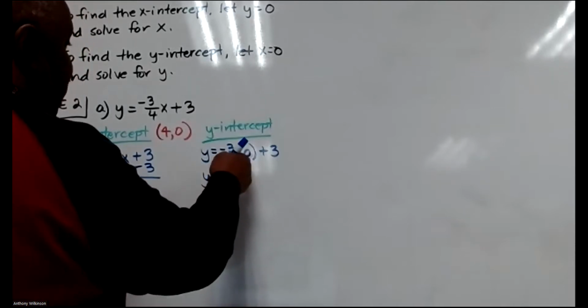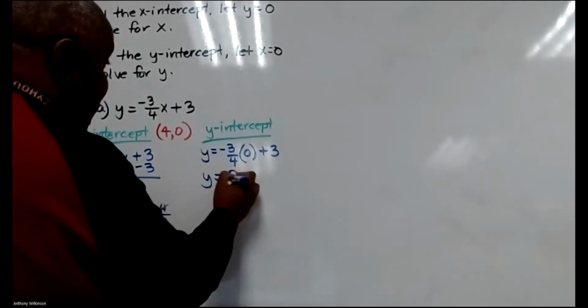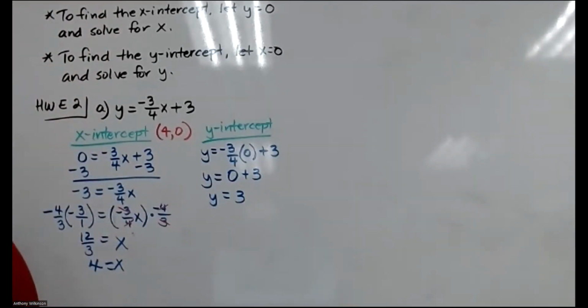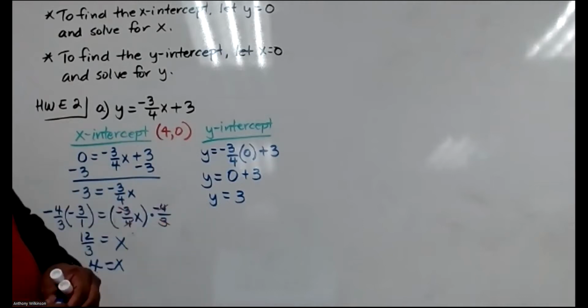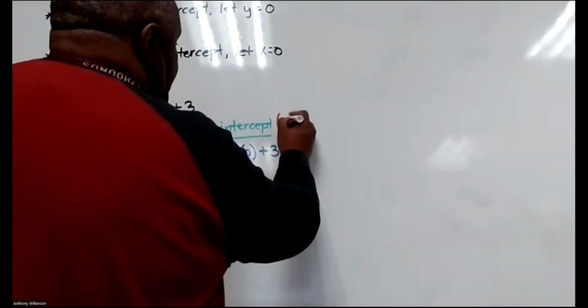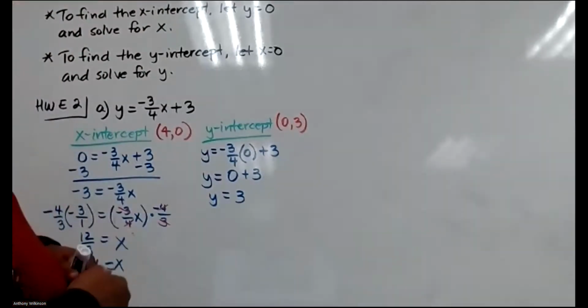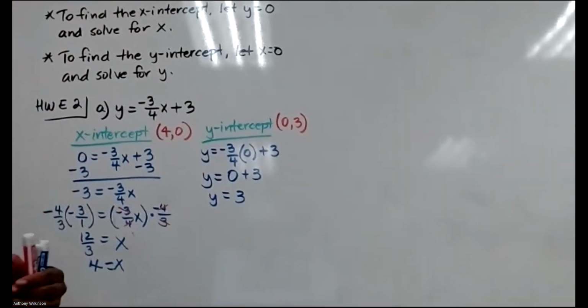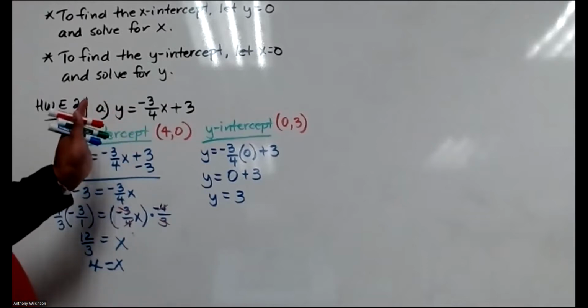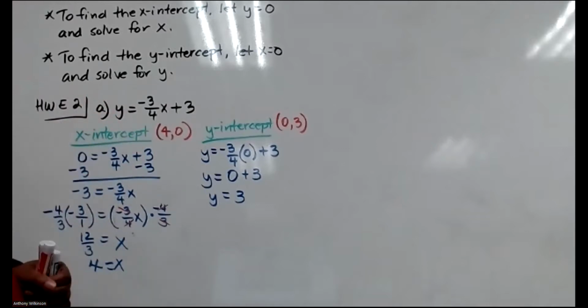so now in this case, 0 times negative 3/4, that's 0, plus 3, and that's going to be equal to 3. Okay, so that means that the graph of this line crosses the y-axis at 3. And the ordered pair for that y-intercept is going to be 0, 3. Don't get those confused because x-intercept and y-intercept are two totally different points. They're totally different. Okay. Questions on part A?